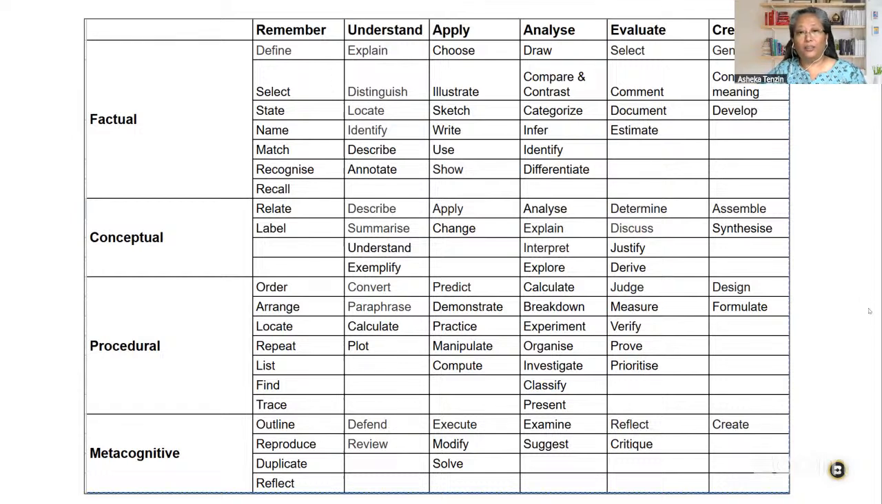Where will you use these command terms, if anybody would want to share? Where do you see these words defined? Ma'am, maybe to design my domain learning outcomes. Okay, number one, when you are designing questions, when you are writing your learning outcome. Thank you.